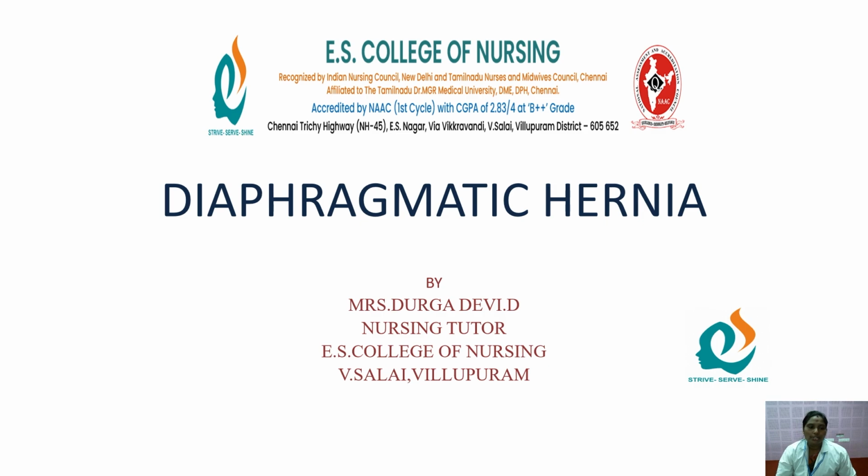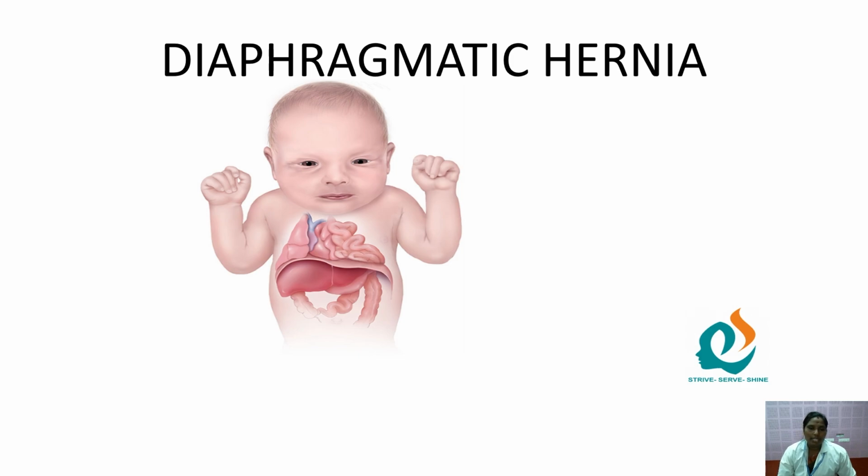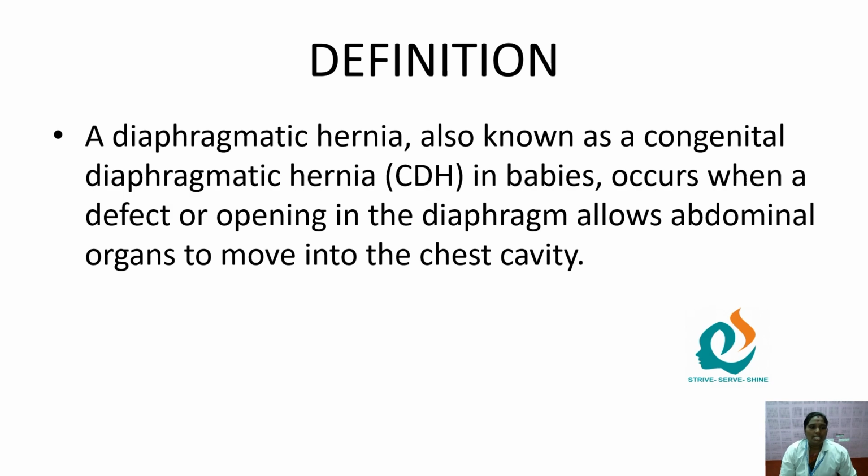So today we are going to discuss the topic diaphragmatic hernia, diaphragmatic hernia in pediatrics. The definition: diaphragmatic hernia, also known as congenital diaphragmatic hernia, shortly called CDH, in babies occurs when a defect or opening in the diaphragm allows the abdominal organs to move into the chest cavity.